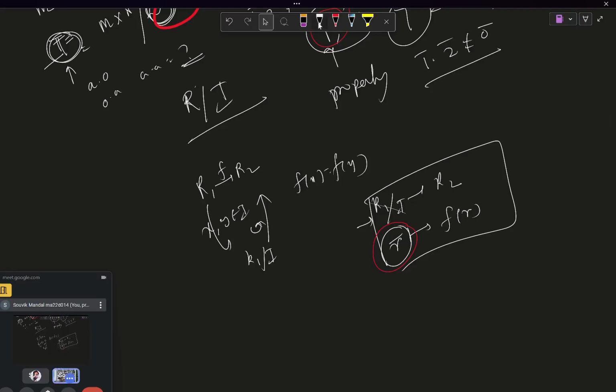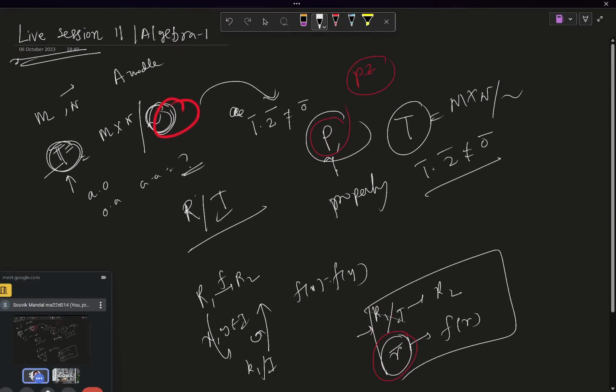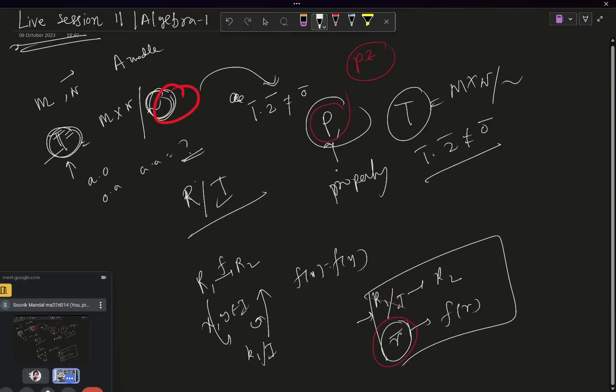The second thing is that those properties are known as universal properties. If you have not heard of universal property, keep in mind it is some kind of property which the tensor product satisfies. Don't go with the word universal, leave it. The tensor product satisfies this kind of property. That's all.